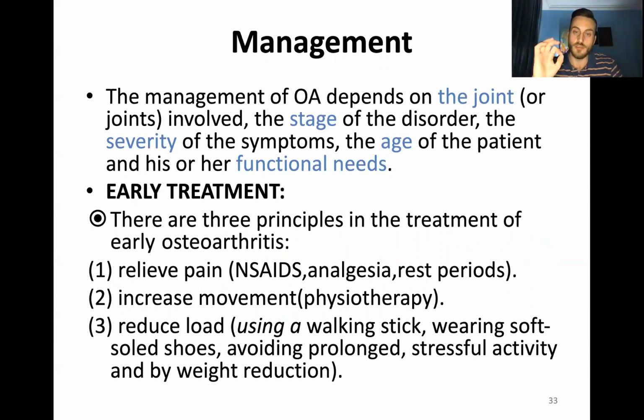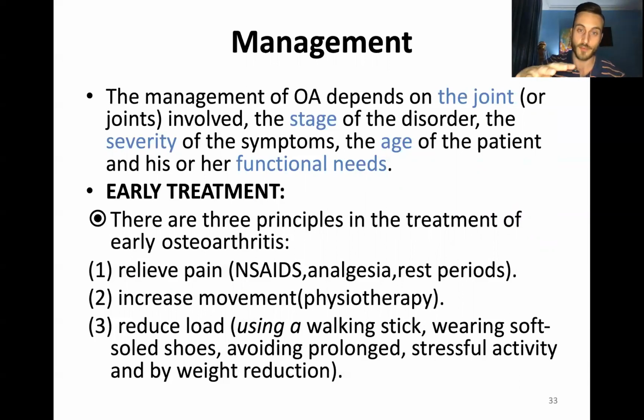Physiotherapy is very important to decrease the stiffness, maintain joint range of motion, and maintain your muscle power, okay? The stronger your muscles, the better the pain will get. Reduce the load. Sometimes we can give the patient crutches to decrease the load on the joint. And sometimes a lifestyle modification is very important, like not using stairs.